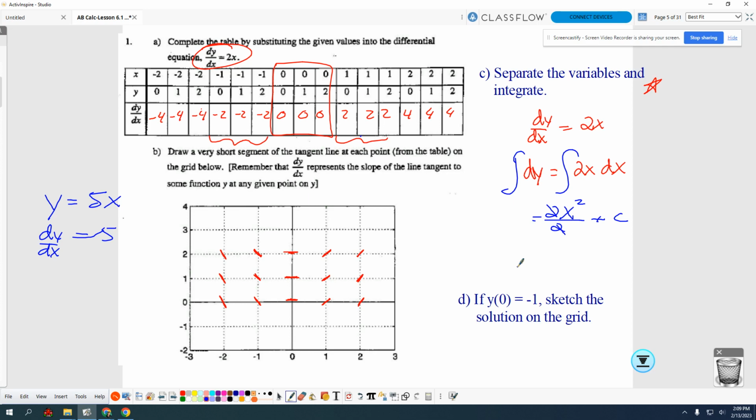Okay. What is this side integrated? What number, Jackson, is on the dy? It's not written. 1. So if I said integrate just dx, what would the integral of dx be? X. So what is the integral of dy? Y. Okay. So my equation is y equals x squared plus c.